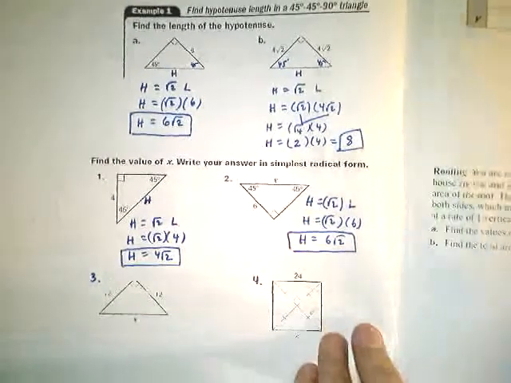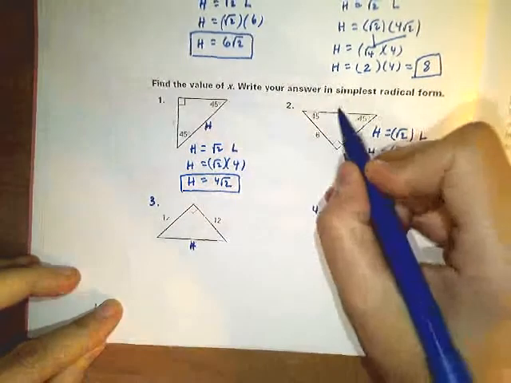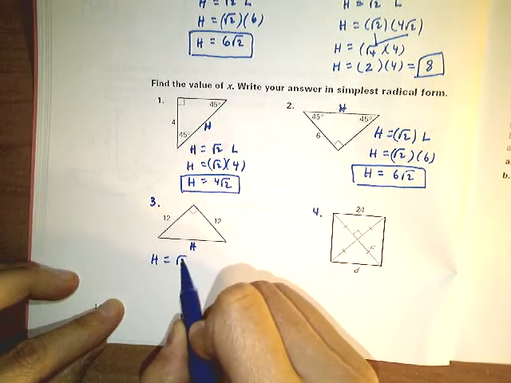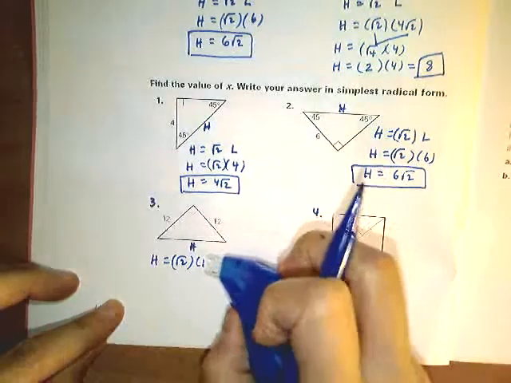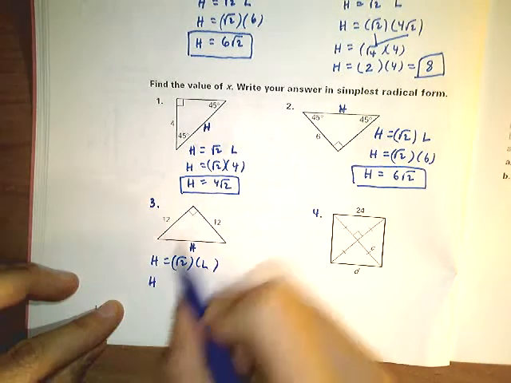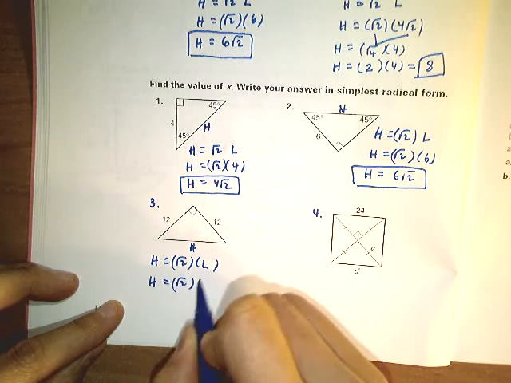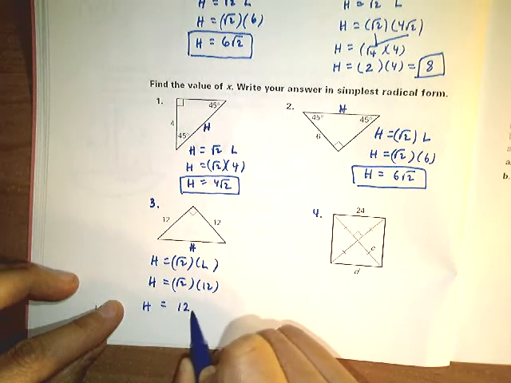Or here, at number 3. The hypotenuse, I'm going to call that H. Hypotenuse is the square root of 2 times the leg length. Our legs here have a length of 12, so root 2 times 12. In the proper answer format, it would be 12 root 2.